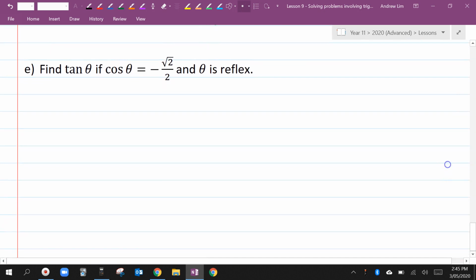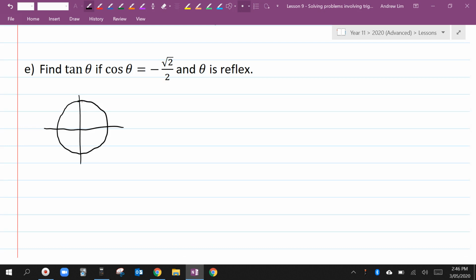Alright, last one. Find tan theta if cos theta is equal to negative root 2 on 2 and theta is a reflex angle. So the first thing I would do is I would draw a circle. As best as I can, it's good enough. Okay, so we know that cos theta is negative, all stations to central. So it has to be either in the second or third quadrant. But we know that the angle is a reflex angle, which is more than 180, so it has to be in the third quadrant only.